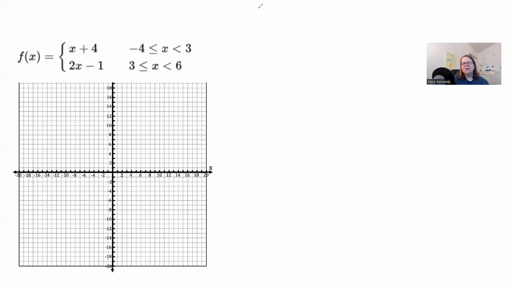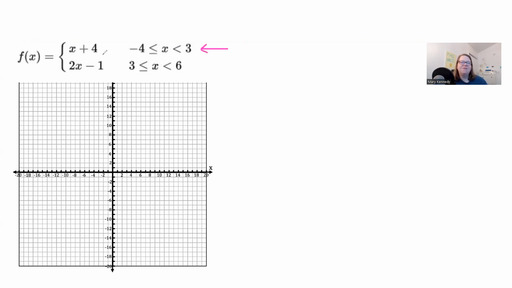All right, let's take a look at this piecewise function. These look different, like visually, right? And the graph itself is going to look different too. So I guess they match in that way. So let's start with the first part.